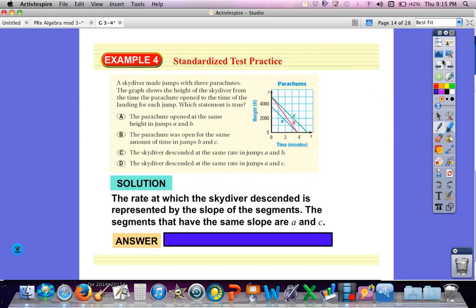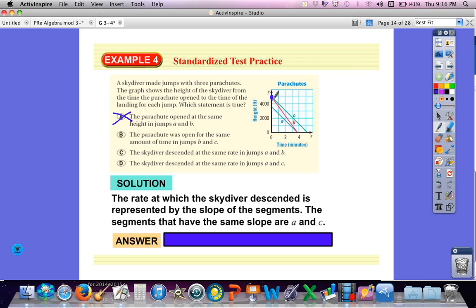Standardized test practice. So this is a sample SAT question. A skydiver made jumps with 3 parachutes. The graph shows the height of the skydiver from the time the parachute opened to the time of the landing for each jump. Which statement is true? So for the blue line, his parachute opened when he was lower. You can see line C and B. B and C look like they're going through the same point on the y-axis. They have the same y-intercept, so he opened at about the same time. So the parachute opened at the same time in heights jump A and B? No, it's definitely different.